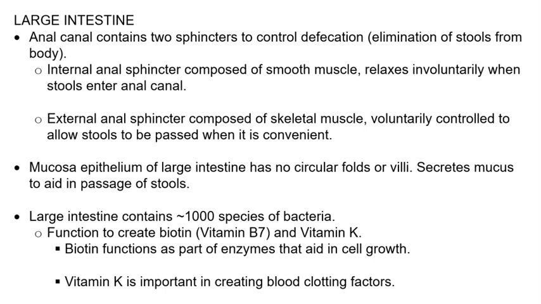The internal anal sphincter is composed of smooth muscle, which relaxes involuntarily when stools enter the anal canal, permitting stools to pass. However, it is not always convenient for us to defecate, so the external anal sphincter, which is composed of skeletal muscle, is voluntarily controlled to allow for the passage of stools only when it is convenient. We'll see a similar arrangement of sphincter muscles that control the flow of urine from the urethra in the urinary system.